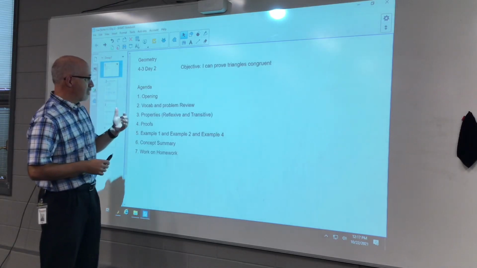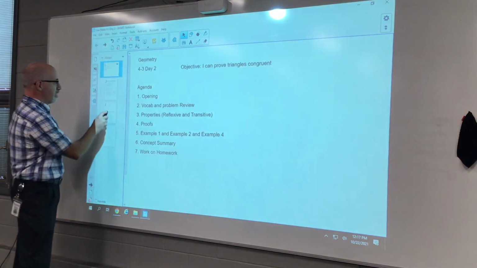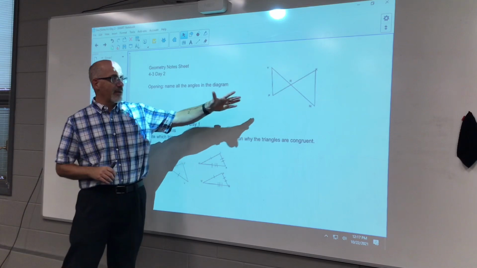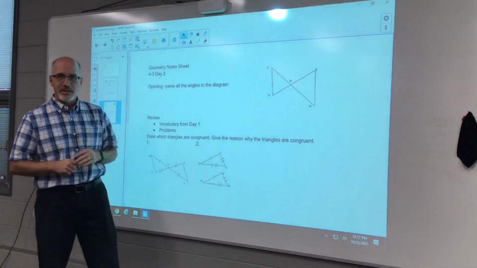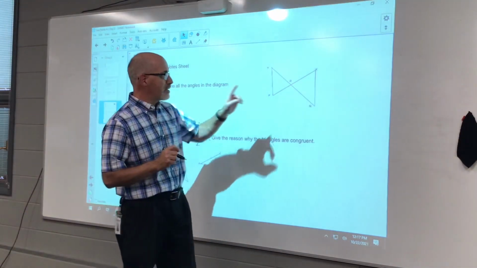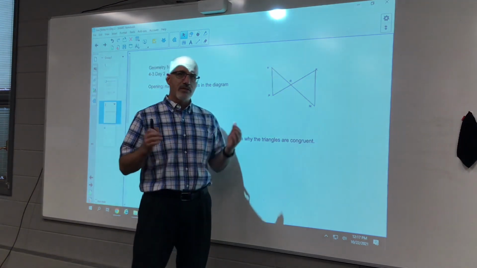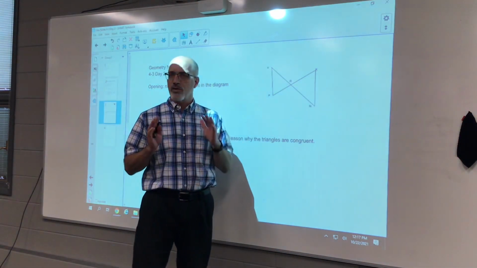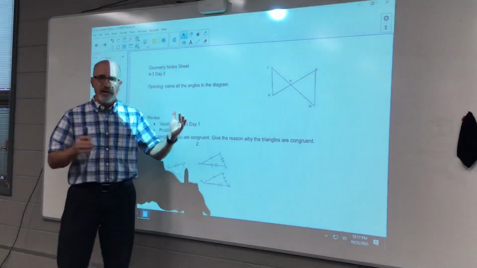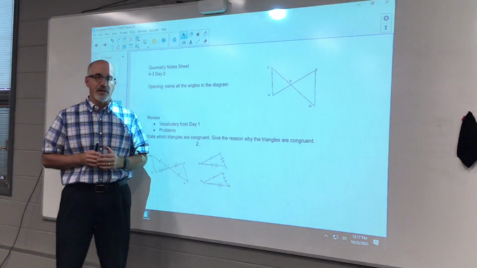So what I'd like us to do is follow this agenda. We're going to start with an opening, and that opening is on your note sheet. I'd like you to take a look at this diagram here and name all the angles in this diagram. I want you to be careful because I'm going to focus on the middle here with this angle R in the middle. Notice that there are multiple angles there, so make sure you identify it properly. So take a moment, identify all the angles, pause the video to do that, and then come back when you're ready to take a look.